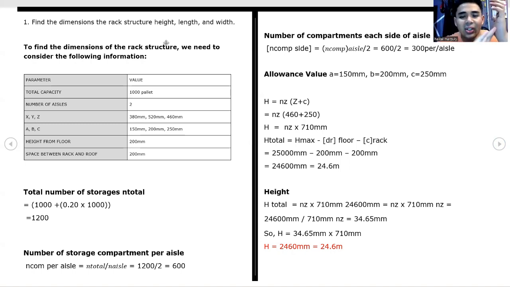For the height, we use Z plus C. As you can see, X, Y, Z. We use Z plus C, so Z 560 plus 250 gives us 710 mm. We multiply this by NZ to get H total. So for height, we use NZ multiplied by 710, and we get 24,600 mm.